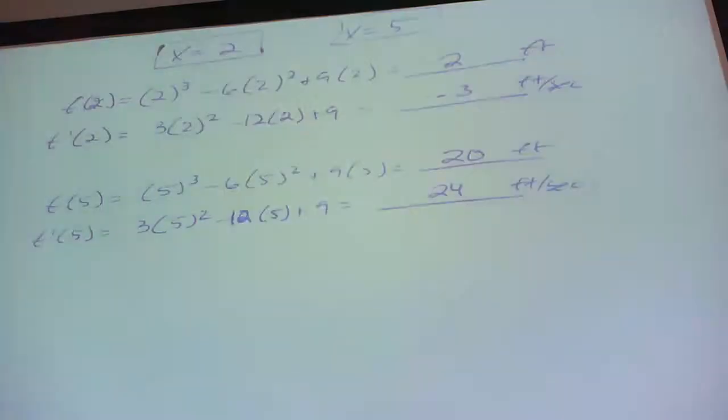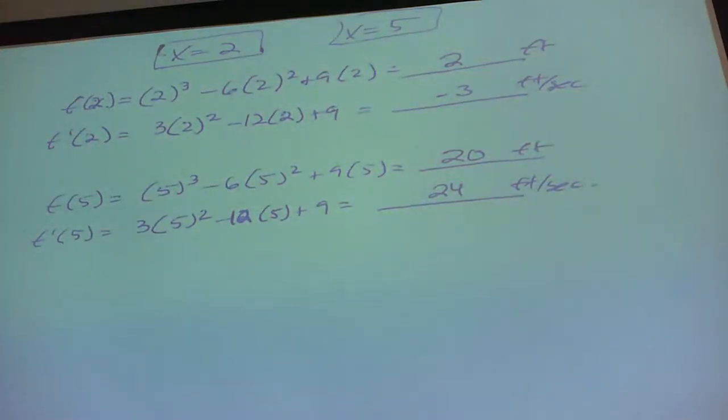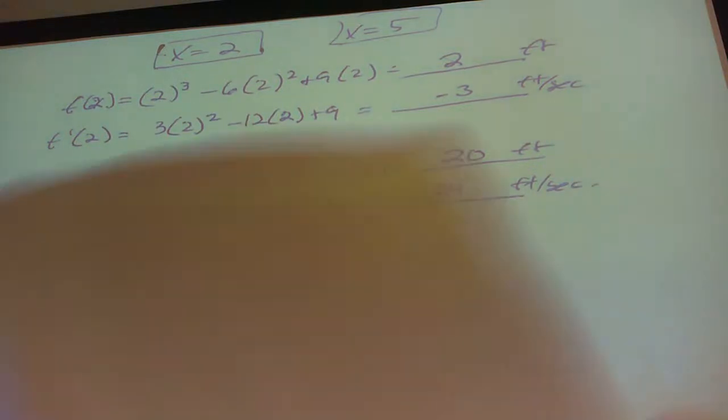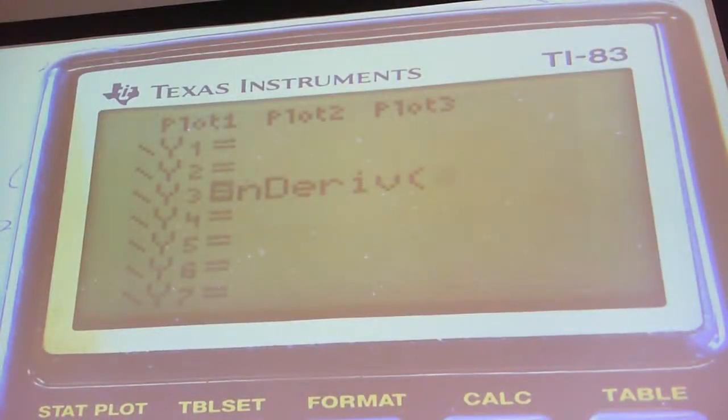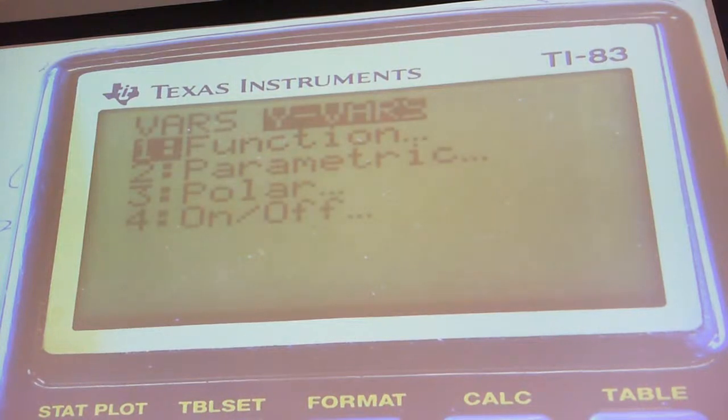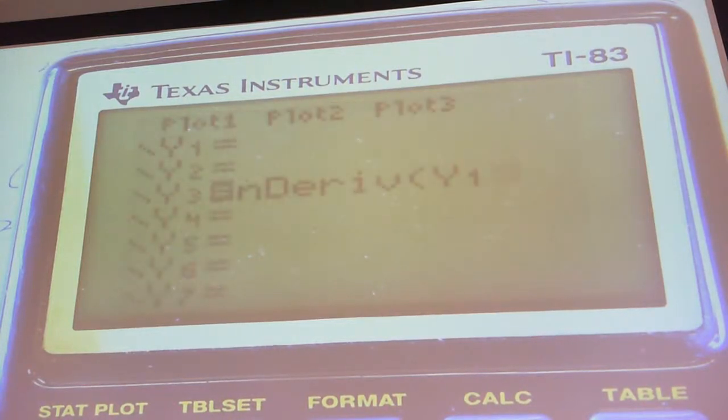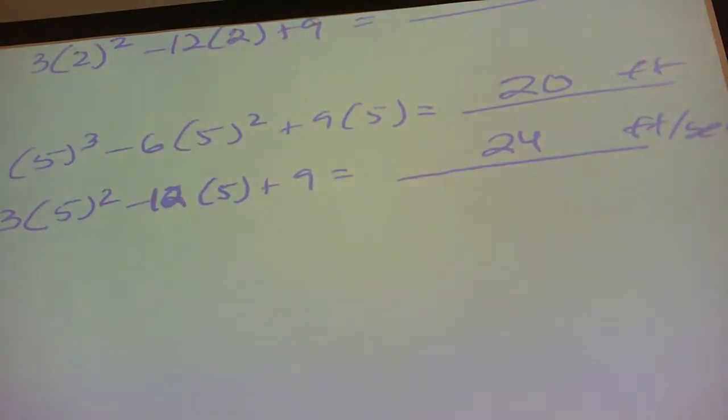Now, if you have the other version of the calculator, which is totally fine, no problem at all, the way you type it in is you hit math 8, but it's blinking. You put vars, y vars, function, y1 first. So it's y1 first, comma, x, comma, x, close parentheses. So you're still putting in 2 x's and a y1. You're just doing it in a different order. Now you're like, that's a lot of steps.